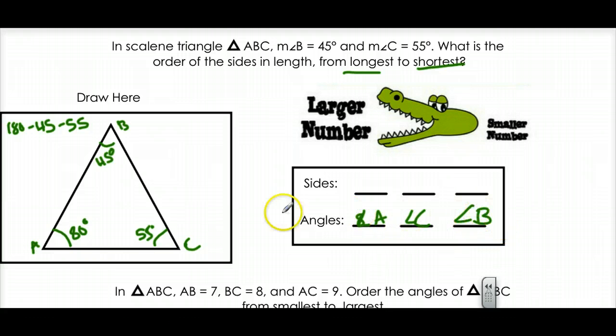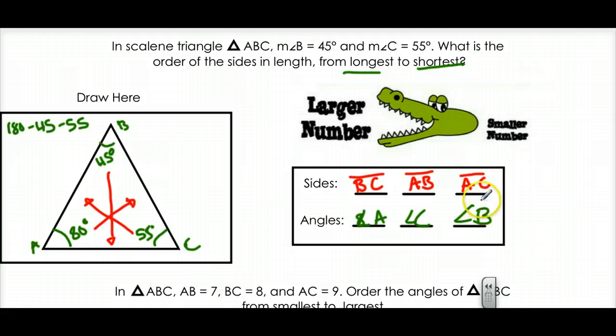So what's our largest side? Well, we go across and check it out. We know that BC is the largest side. Opposite C is AB. And opposite B is AC. And that's how it's done.